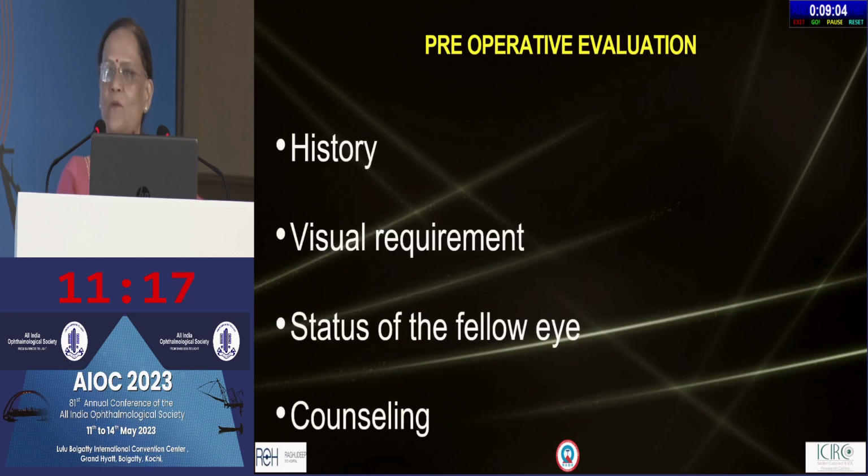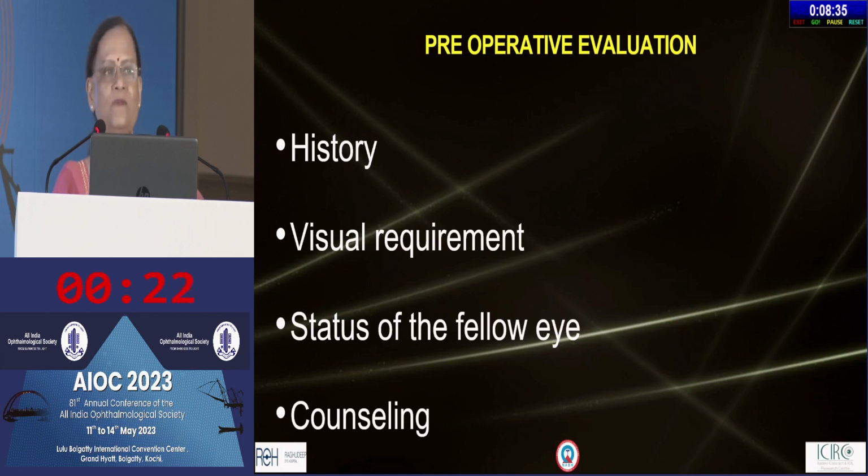So we go back to our residency days, and the history is the most important part. Is the patient first of all aware that he has a pterygium? How long has the pterygium been in the eye? Did the patient notice whether it's progressing? What is the patient's visual requirement? What are the visual tasks that he needs to perform during the day? The status of the fellow eye is very important. What has been done in the fellow eye or not yet done?